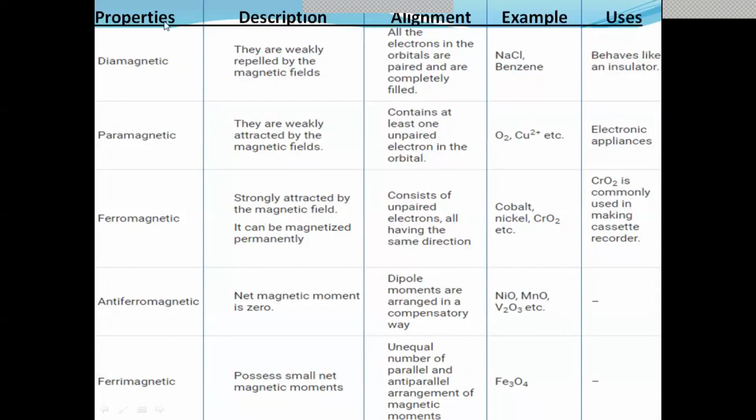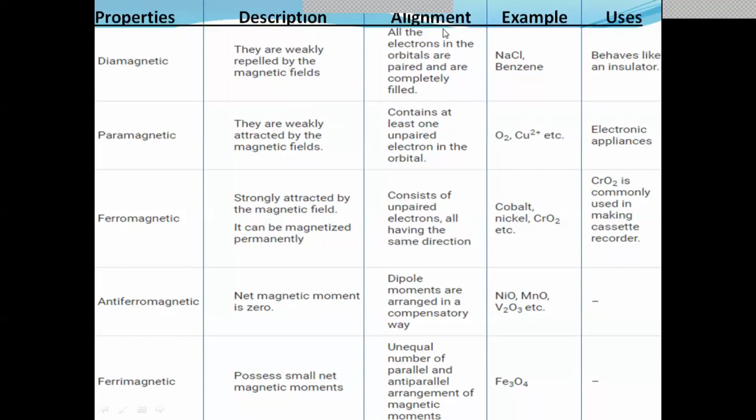So the first column shows properties, second description, third alignment, fourth example, and fifth uses. First, diamagnetic substances. They are weakly repelled by the magnetic field. Paramagnetic substances are weakly attracted by the magnetic field. Ferromagnetic substances are strongly attracted by the magnetic field and they can be permanently magnetized, which means even after removing the external magnetic field, magnetism exists in the substance. Antiferromagnetic substances have zero magnetic moment. Ferrimagnetic substances possess small magnitudes of magnetic moments.